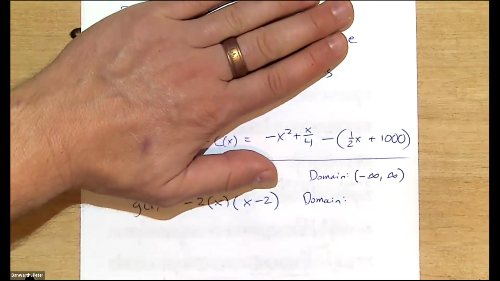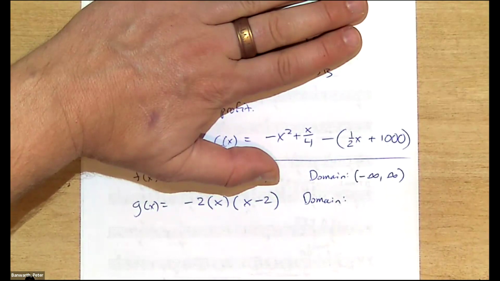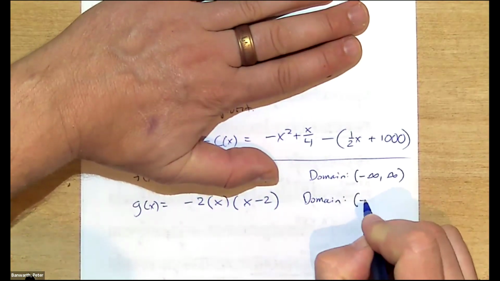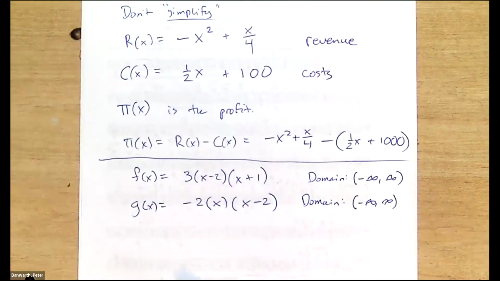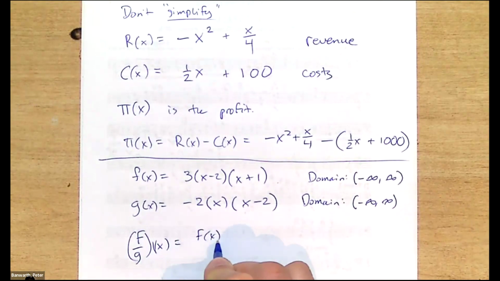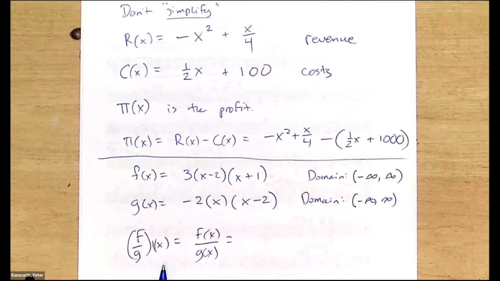What's the domain of g? It's a polynomial. Yep. I can put anything I want in there. Now let's do f divided by g of x, which is f of x divided by g of x. What kind of function is f divided by g of x? What kind of function is that? You all have the Wednesday sleepies.